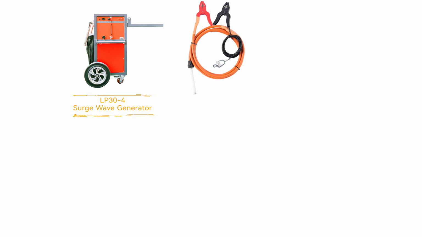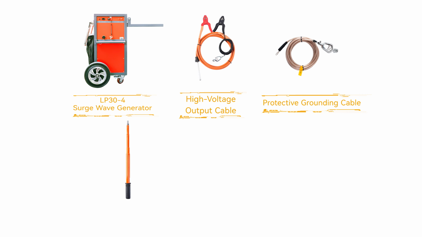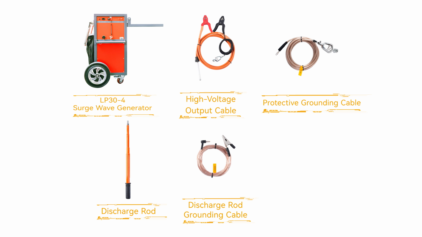LP30-4 surge wave generator. HV output cable. Protective grounding cable. Discharge rod. Discharge rod grounding cable. Power cord.